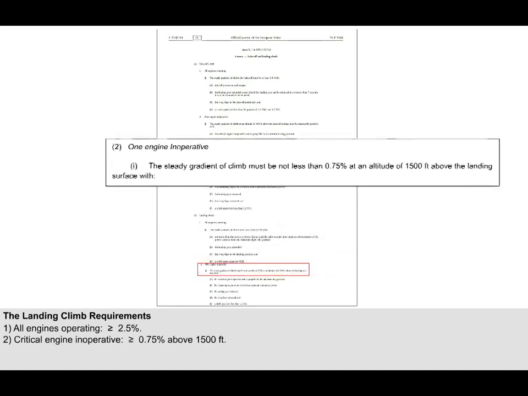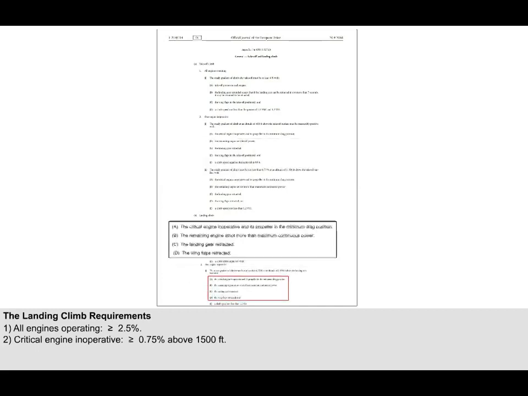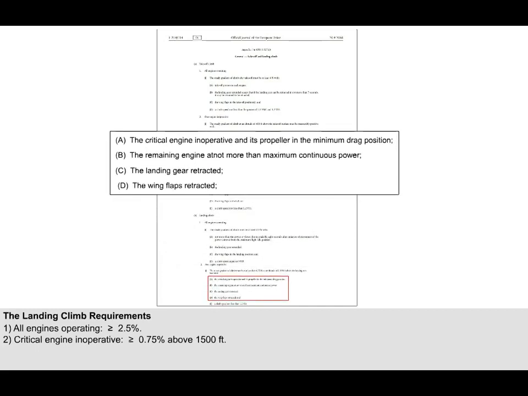However, with the critical engine inoperative, the gradient of climb must not be less than 0.75% at an altitude of 1,500 feet above the landing surface, assuming these conditions. Notice this time that in order to demonstrate this climb capability for certification and for operational purposes, the undercarriage and wing flaps are assumed to be retracted.